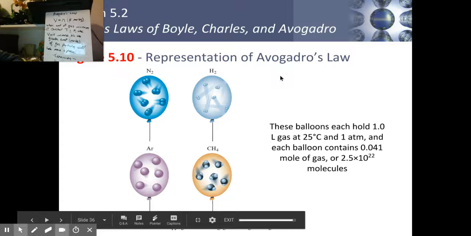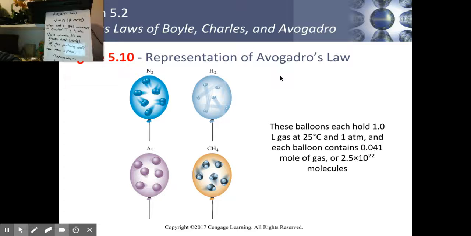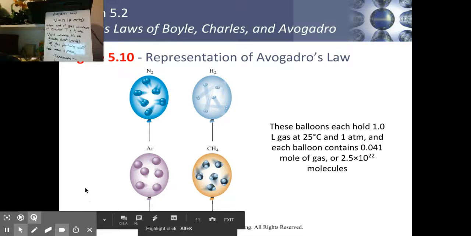So here's our image of Avogadro's law. Each of these balloons for nitrogen, hydrogen, argon, and methane holds 1 liter of gas at 25 degrees Celsius and 1 atmosphere. So that's constant temperature and pressure. And each balloon contains 0.041 moles of gas, or 2.5 times 10 to the 22 molecules. So looking at it from the viewpoint of Avogadro's law, if we increase the amount of particles, we're going to increase the volume of the container, or the space the moles take up.